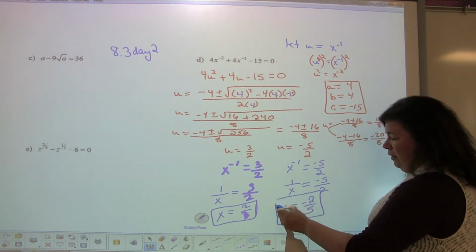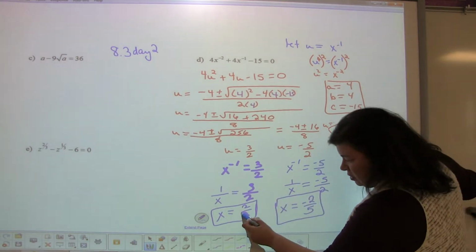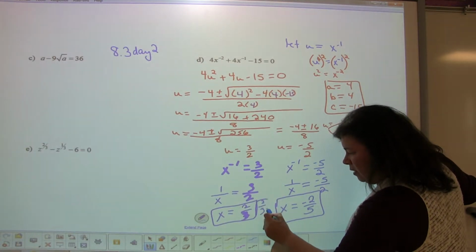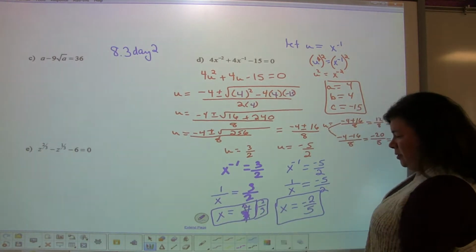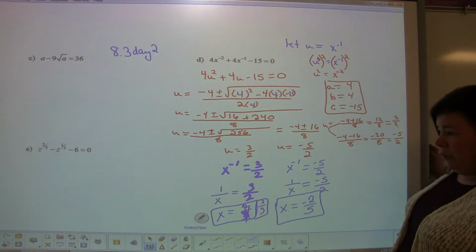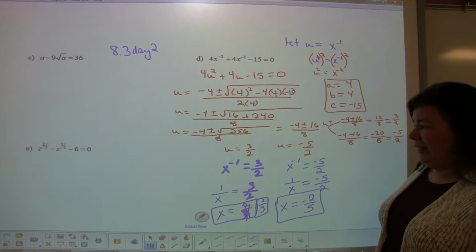So here we finally solved for x. Sorry, that's 2/3. Okay. So there are our two answers. And that's how you do part D. Okay? Now let's take a look at E.